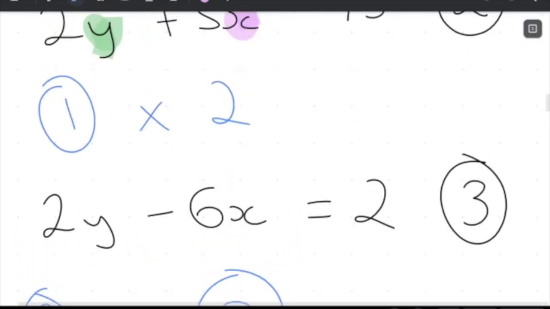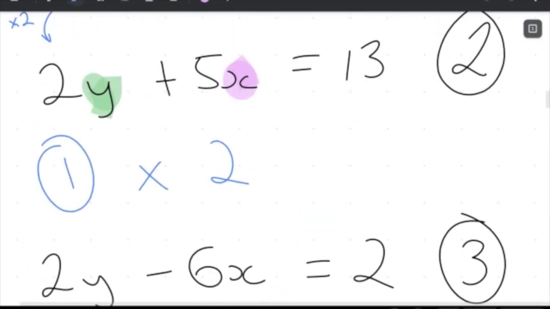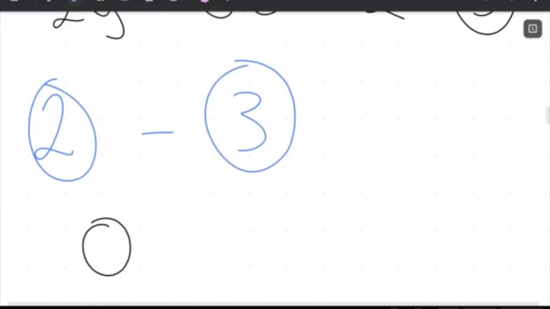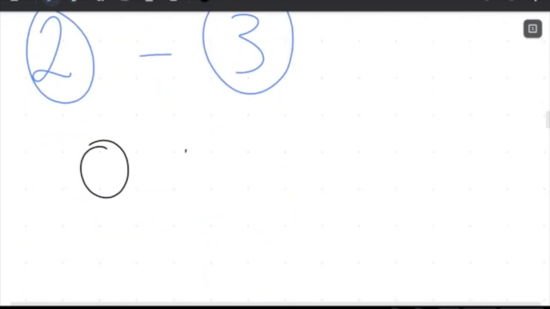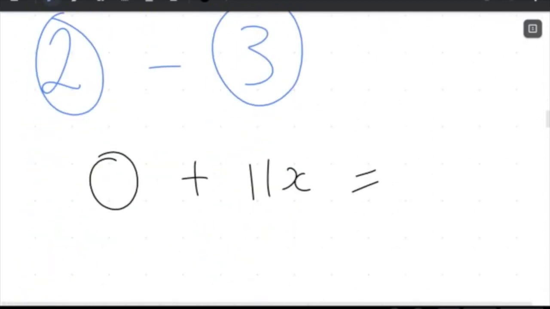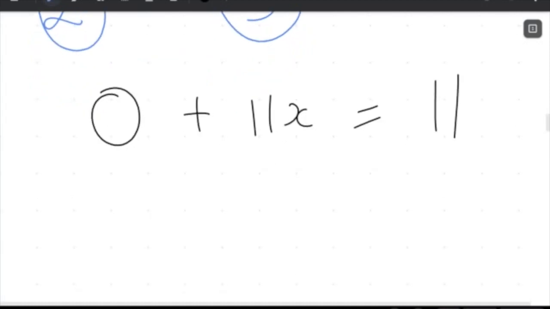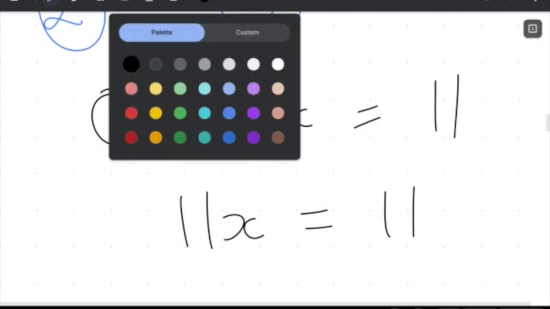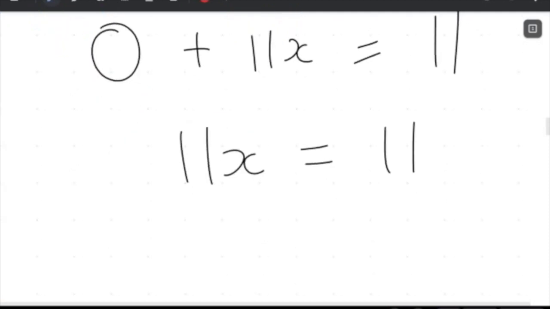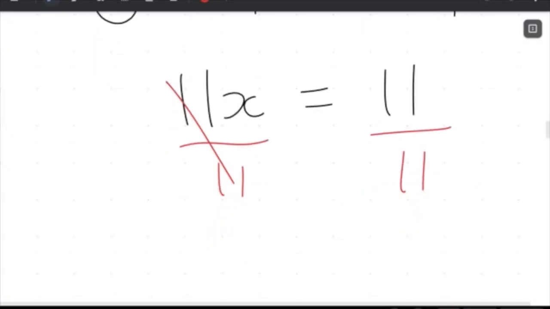We're subtracting 3 from 2. So I have positive 5x and I'm subtracting negative 6x from that. So that will give me 5x plus 6x, which gives me 11x. And I have 13 minus 2, that gives me 11. Now I have 0 plus 11x, so I can just write that as 11x equals 11. And now it's just a matter of solving this equation. I can do this by dividing both sides by 11, doing the opposite operation to this multiplication here, and I get a value of x equals 1.